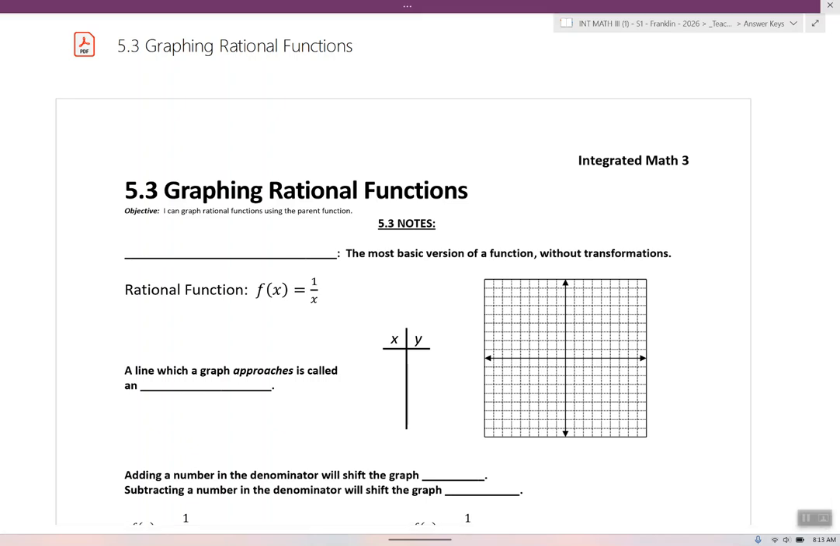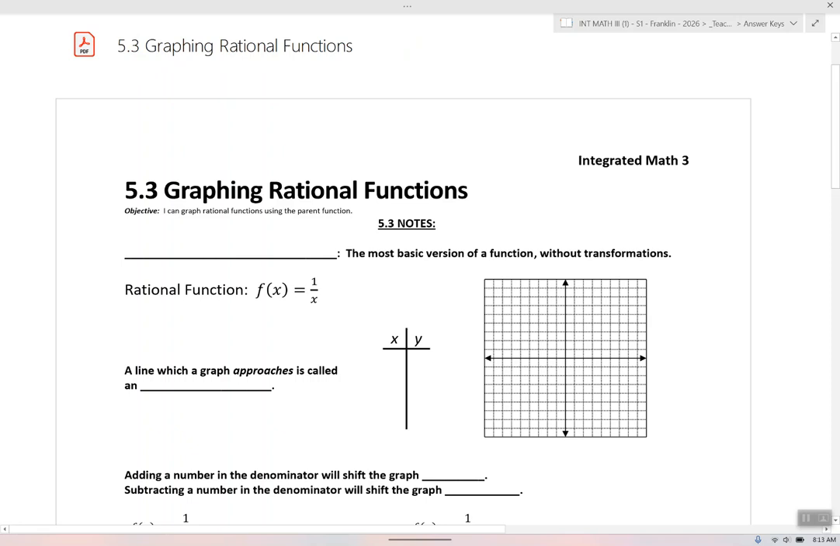Let's graph some rational functions. So again, when we talk about rational functions, we're talking about fractions, functions in a fraction. And specifically, we are looking at functions today where x is in the denominator. Now, we're going to use what's called a parent function to graph rational functions today.